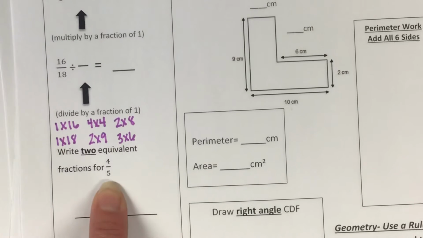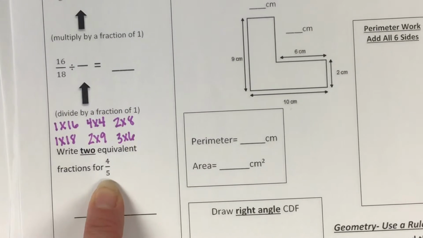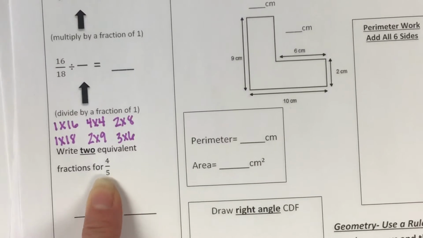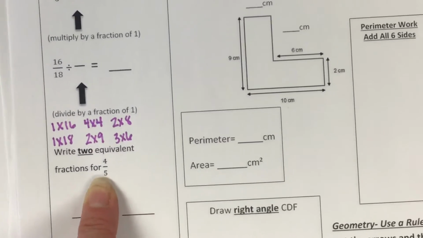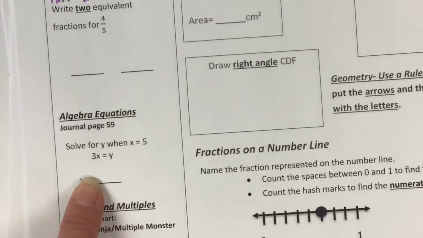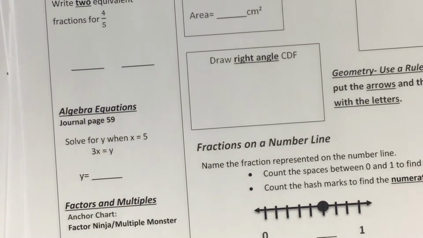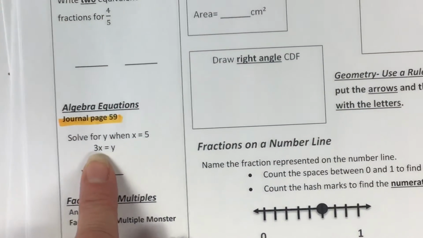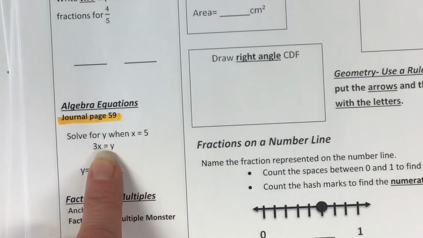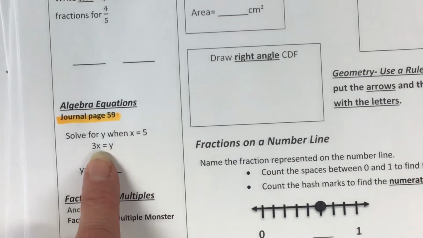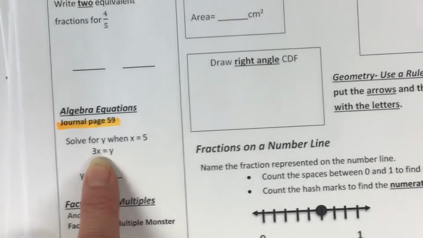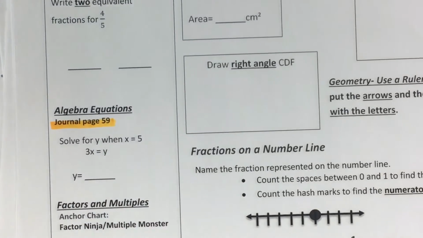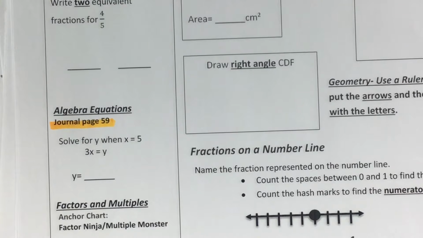Okay, write 2 equivalent fractions for 4/5. 4 and 5 do not have any common factors outside of 1, so you're going to multiply there. Okay, and then solve for y when x is equal to 5. Look at your journal page. I want to remind you that 3x does not mean that you just put that 5 in there and that becomes 35. That is not 35. Hear me say it. That's not 35. When we have a number right next to a variable, what does that mean we do in algebra? Multiply. So we will multiply times the value of x.